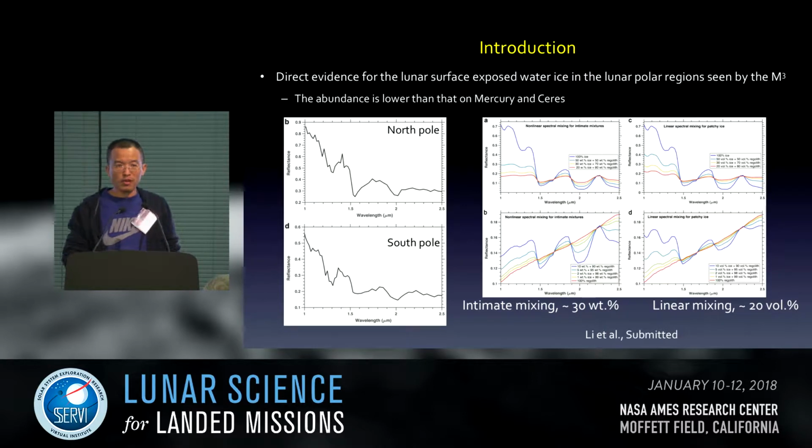There are two possible scenarios for this kind of ice on the surface. It could be mixed with the regolith intimately, or it could be patchy ice mixed with the dry regolith. So we did modeling to get the abundance. If it's mixed with the regolith, it'll be around 30%. If it's patchy ice linearly mixed with the dry regolith, it will be around 20%. Anyhow, it is way lower than what we see on Mercury and Ceres, because on Mercury and Ceres the ice is relatively purer than on the Moon.